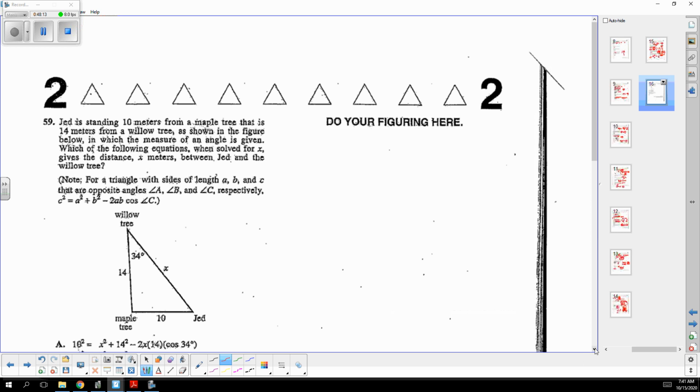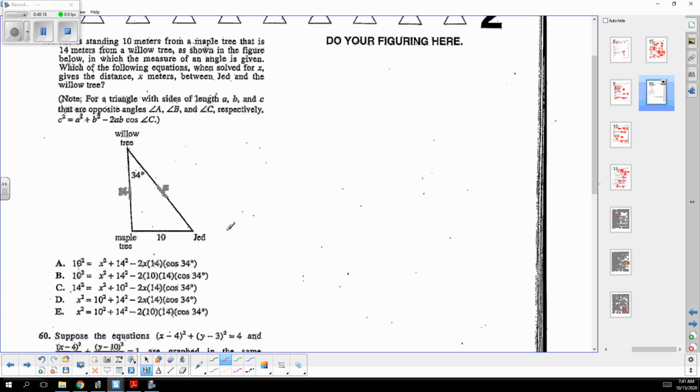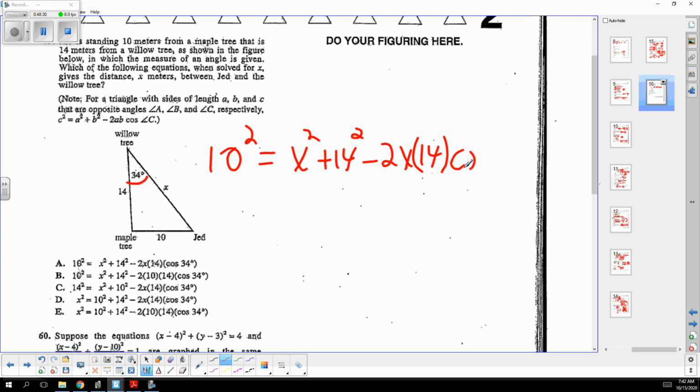1. Law of cosines, this time they give it to you, so I know to look opposite the 34. So it's going to be 10 squared equals the other 2 squared minus twice their product cosine of 34. So which one says that? It is A, I believe.